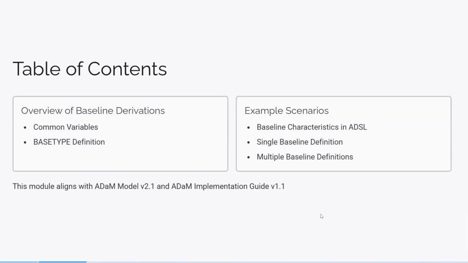So the next slide would be the table of contents: overview of the baseline derivations, the common variables, base type definitions and example scenarios, the baseline characteristics in ADSL, single baseline definition, and multiple baseline definitions. So this module aligns with ADaM model version 2.1 and implementation guideline version 1.1.